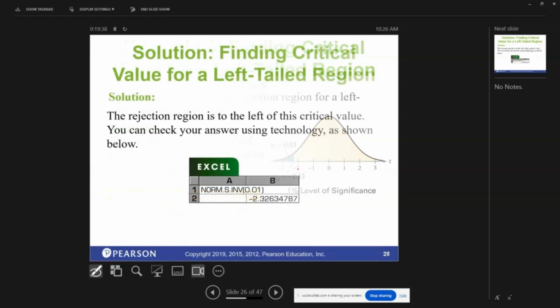And then for any others who like to use Excel, this is how you put that in Excel to get your negative 2.33.